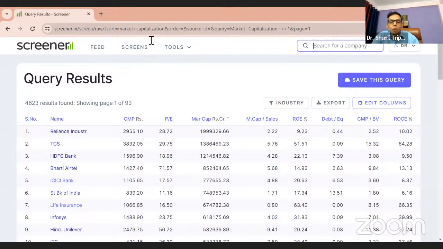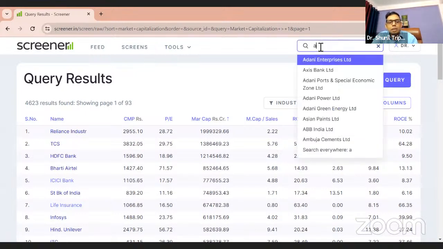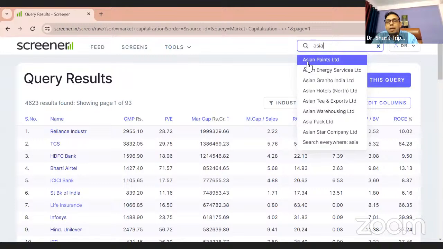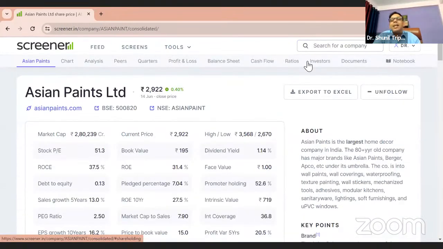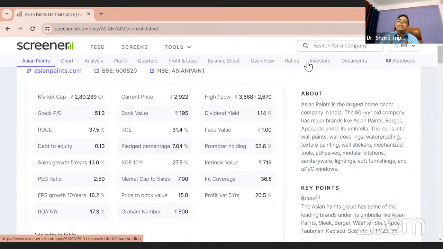Now I'm again going to the same company, which is Asian Paint, and repeating, no buy sell recommendation. I'm only using this company as an example to explain the concept. Next is ROCE. Whenever you are buying a company or selling a company, or considering a company to buy, or doing research for a company, please consider ROCE.